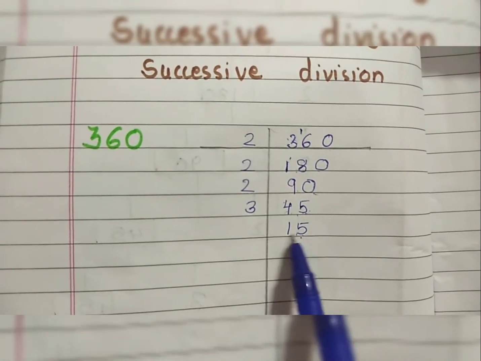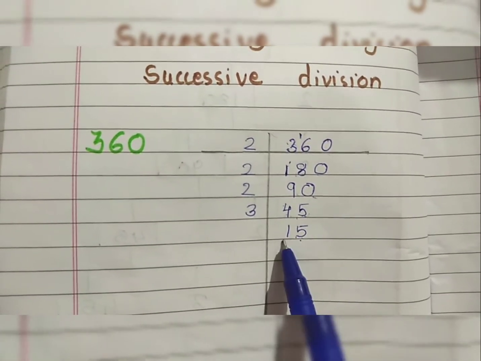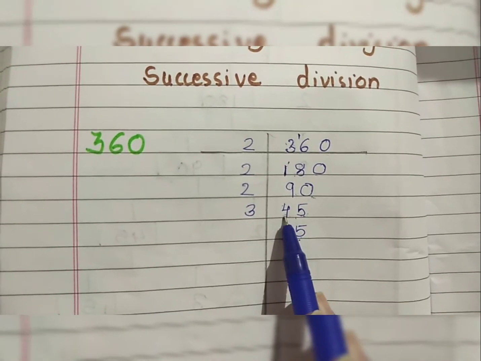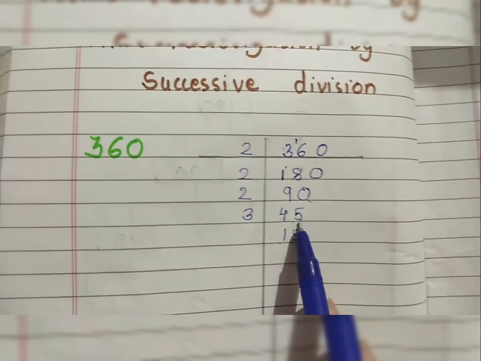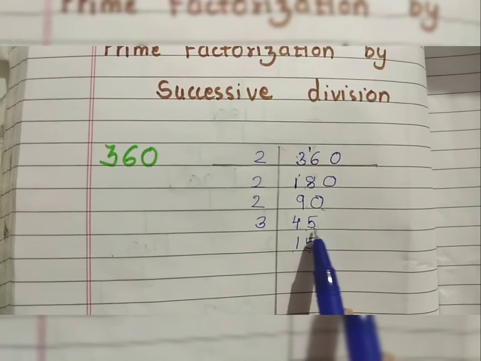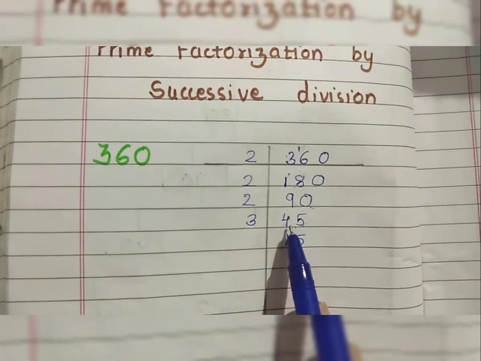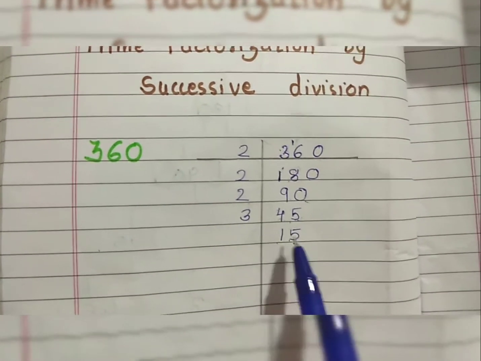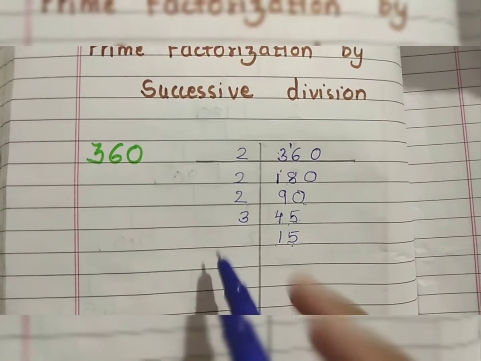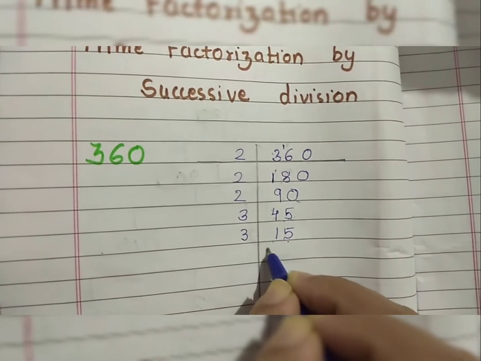A number is divisible by a given number when the remainder is 0. So always remember, if you divide 45 by 2, the remainder won't be 0. But if you divide this 45 by 3, the remainder will be 0. So hence it is divisible by 3. Again this number is divisible by 3. So 3 5s are 15.